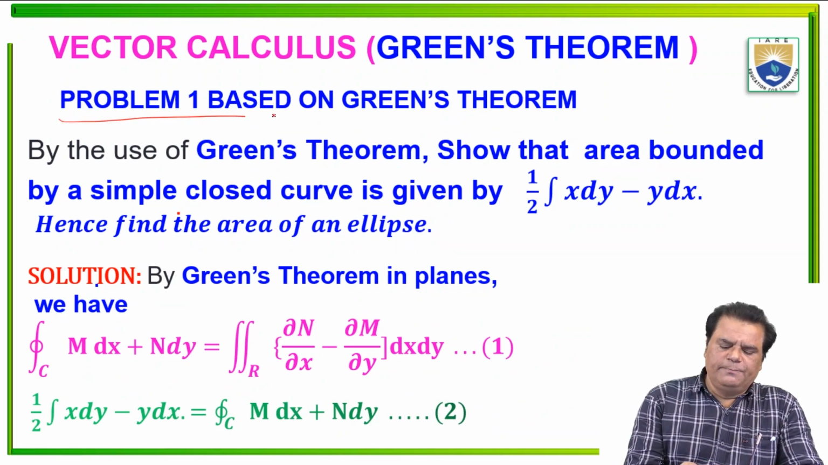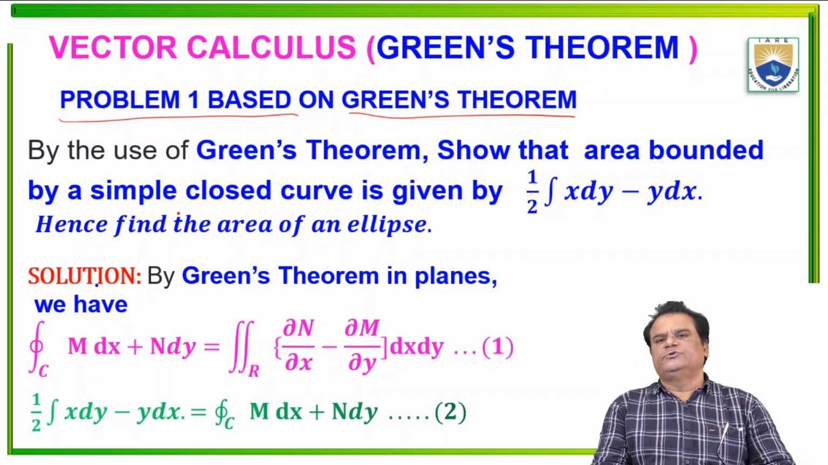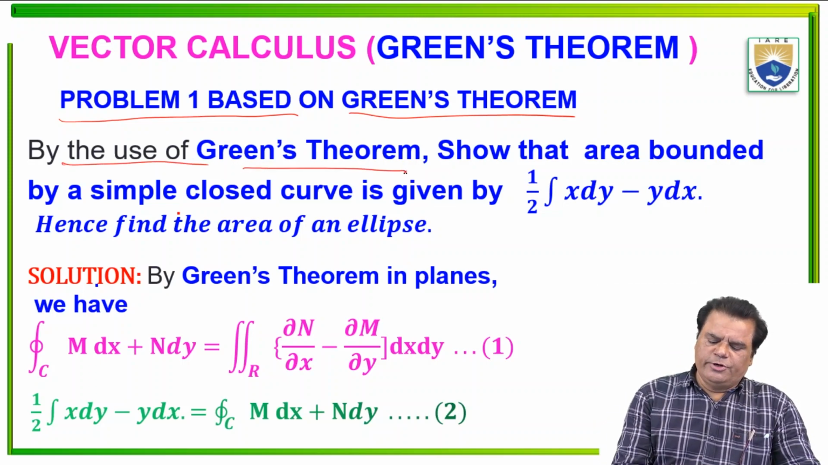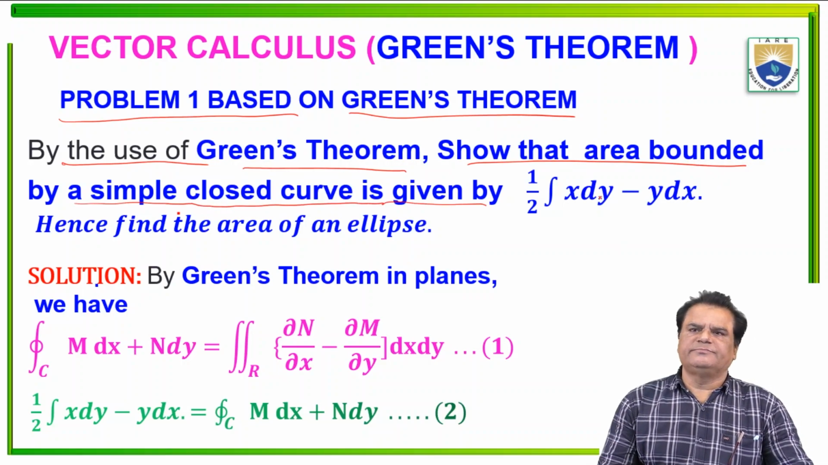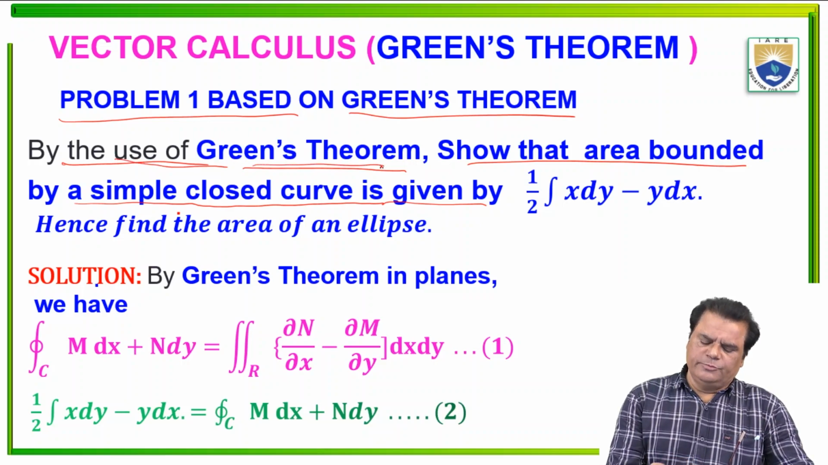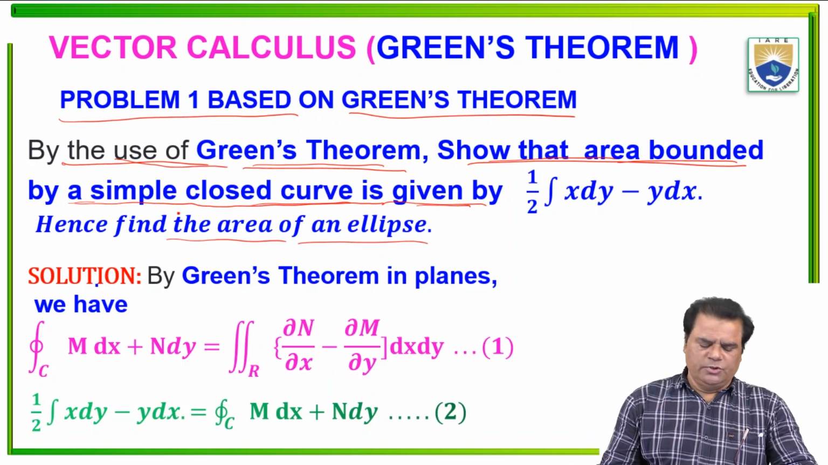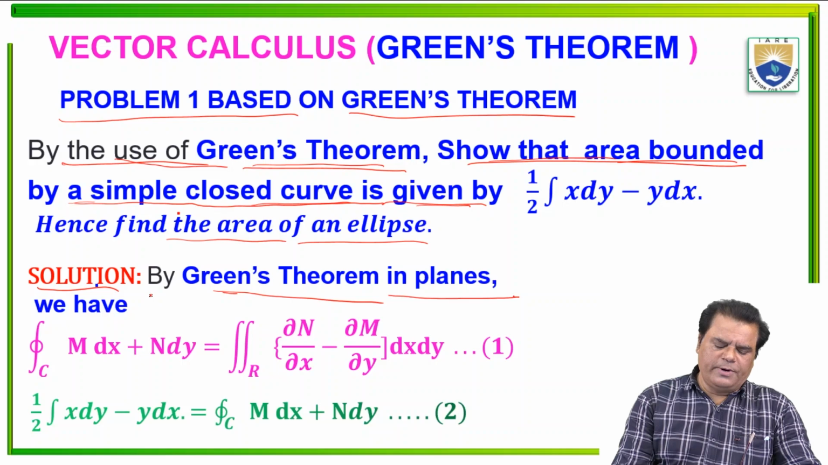Now, we want to solve one problem based on Green's theorem. How can we use Green's theorem in our problem? I want to discuss it here in detail. Using Green's theorem, show that the area bounded by a simple closed curve C is given by this. Hence, find the area of an ellipse. Solution: by Green's theorem in the plane, we have the following formula.